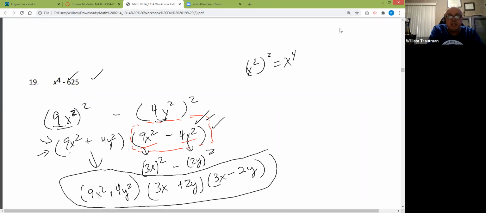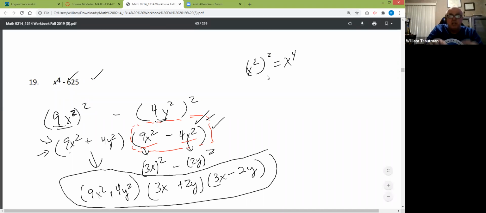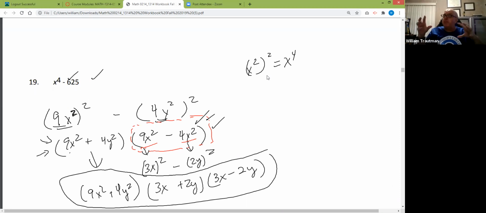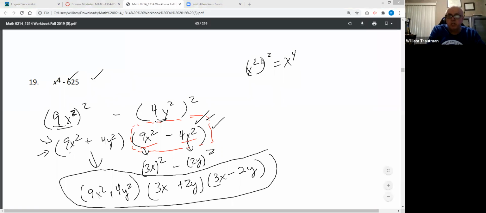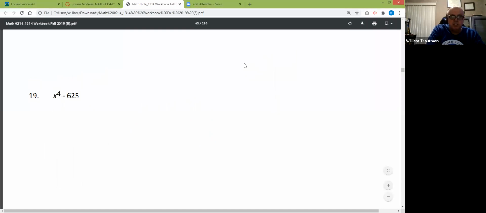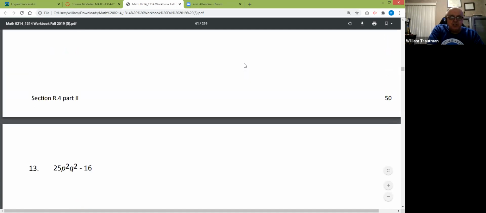It's the same thing. Look in the back of the book. 625 is 25 times 25. And then the square root of 25 is 5 times 5. So look in the back of the book. It's the same as 18. You factor it once, then you factor the one with the minus between it again. So you know we're not going to do number 19. It's done exactly the same way as 18, though. You're going to factor it once.